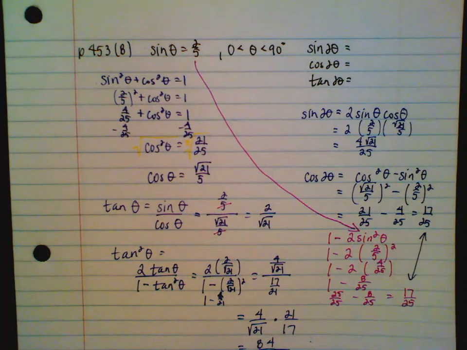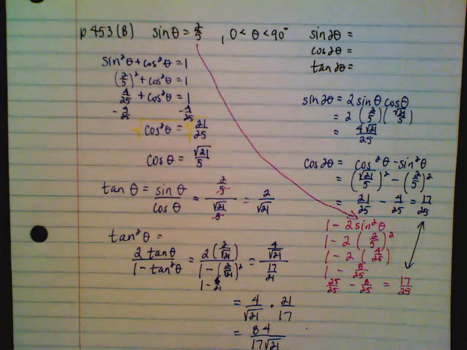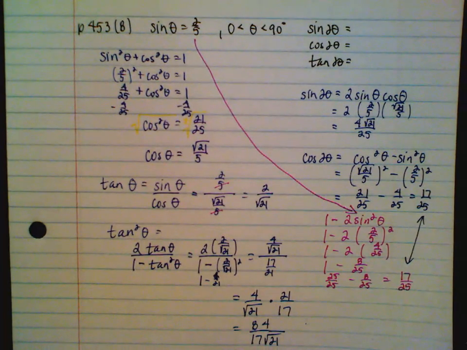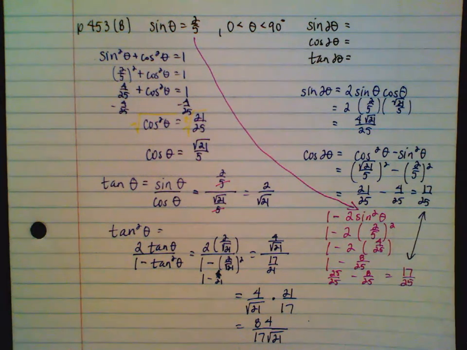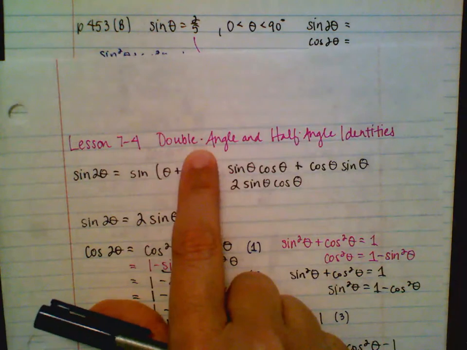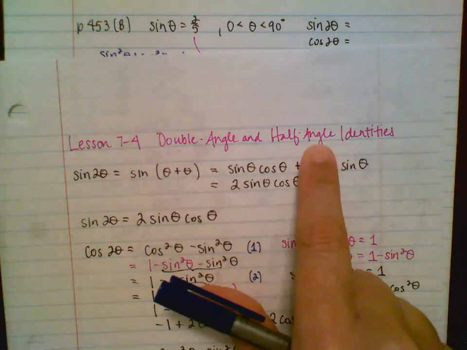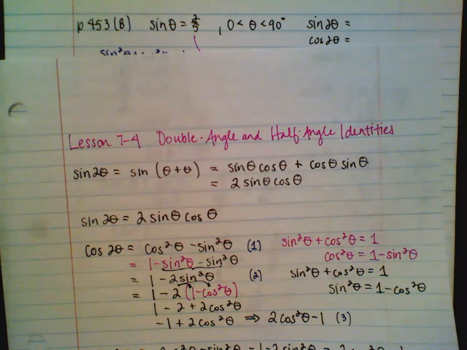All right. So that's how you would use your formulas, your identities, to find the sine, cosine, and tangent of double angles. Now, that is only half of the lesson. So we talked about double angle. Now we need to talk about half angle identities. All right. So let me go to a clean sheet of paper here.